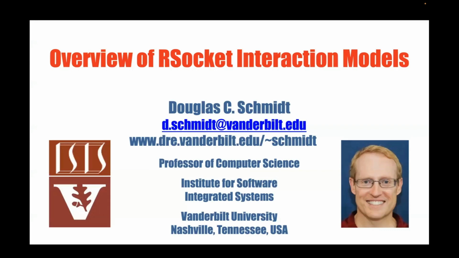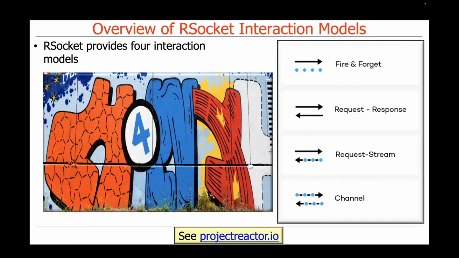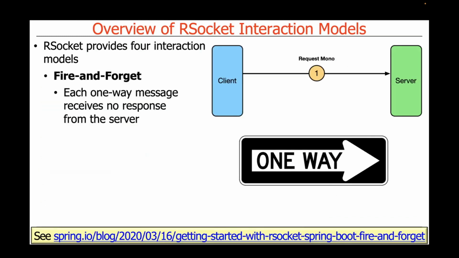So now that we've talked a bit about what RSocket is, let's talk about its 4 interaction models. And we'll also talk briefly about its support for backpressure, because this is kind of cool. So there are 4 interaction models in RSocket: fire and forget, request response, request stream, and channel. Let's talk about each one of them in turn, and I'll give you some examples of each one.